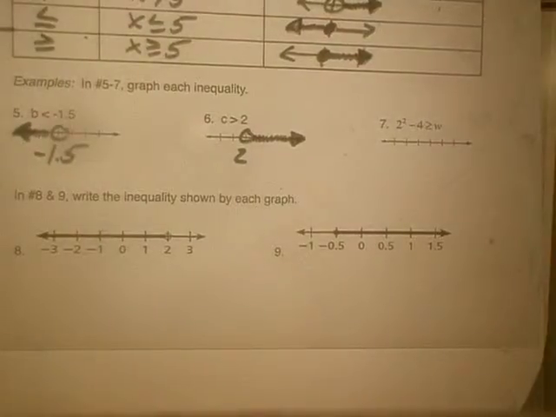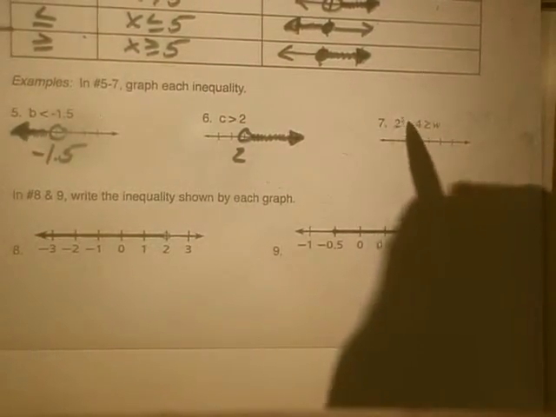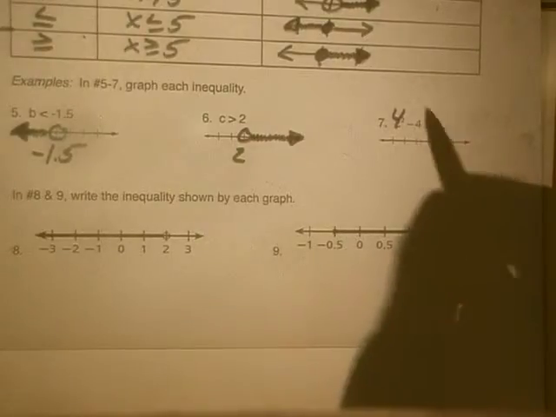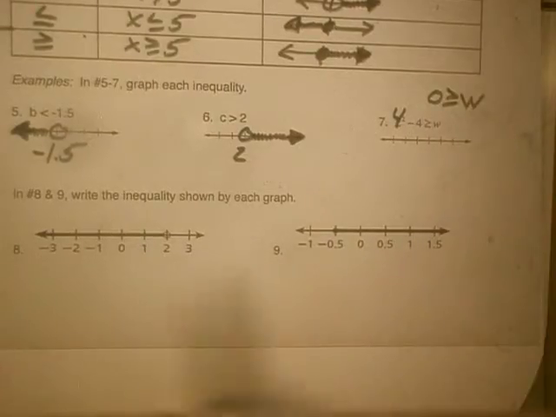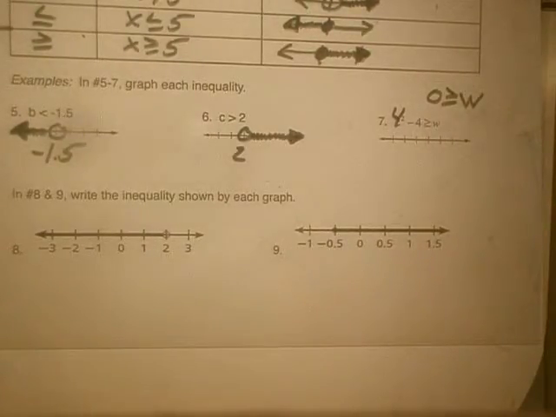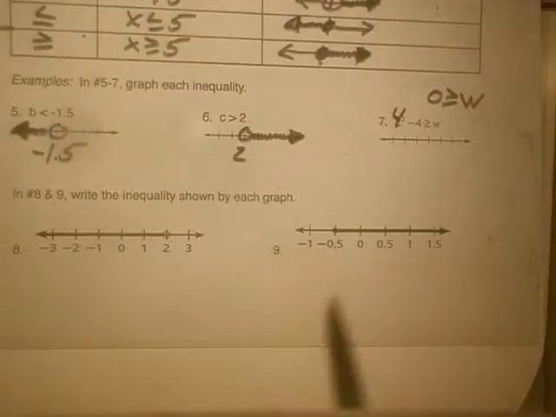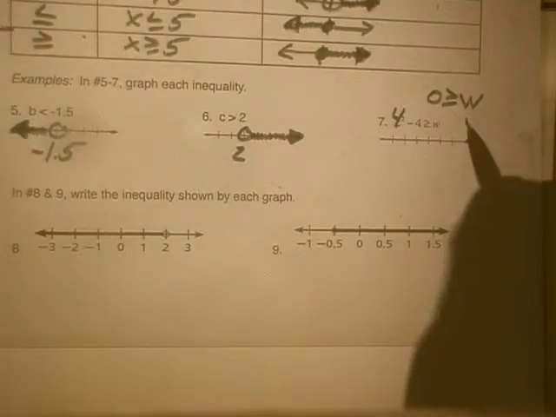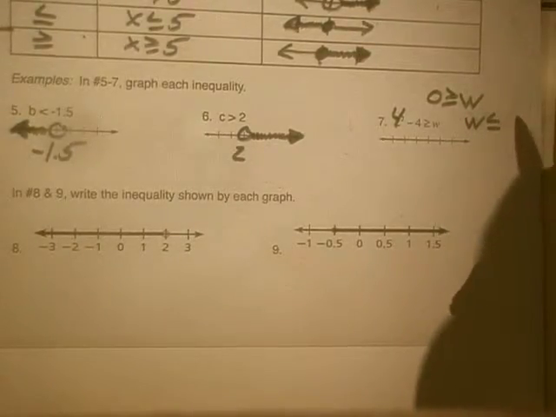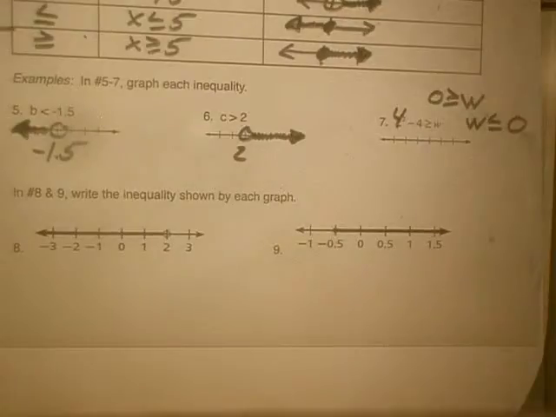Number 7, we need to do a little bit of arithmetic first. 2 squared is 4, minus 4 is 0. So we have 0 is bigger than or equal to w. We cannot use this arrow like it is right now. You can do one of two things. You can either color in the opposite way, or I'm just going to rewrite this so the variable is on the left-hand side. Rather than saying 0 is bigger than w, I am going to say w is smaller than, less than, or equal to 0.